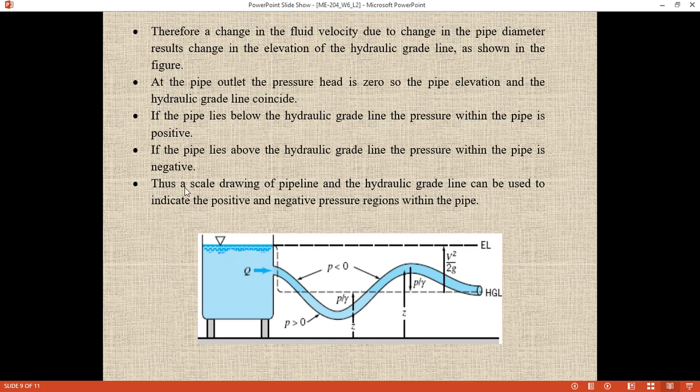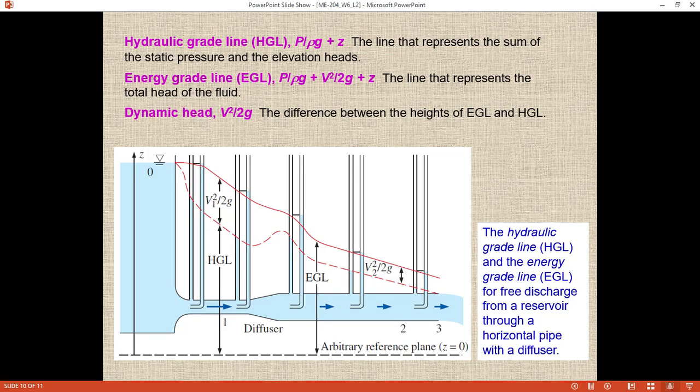Okay, so thus a scale drawing of pipeline and hydraulic grade line can be used to indicate the positive and negative pressure region within the pipe. Okay, so here is a quick review of the hydraulic and energy grade line. The hydraulic grade line is the sum of the static head and the elevation head. Energy grade line is the sum of static head, dynamic head and the elevation head. Dynamic head is equal to v square over 2g.